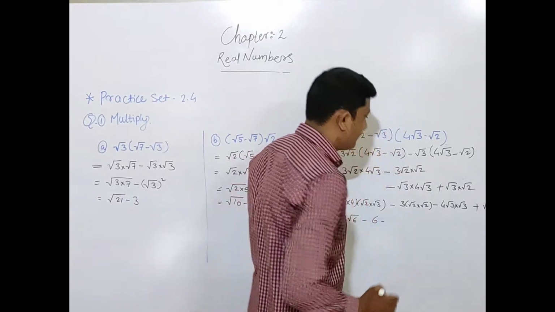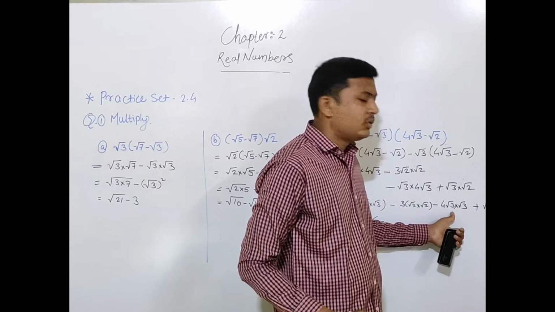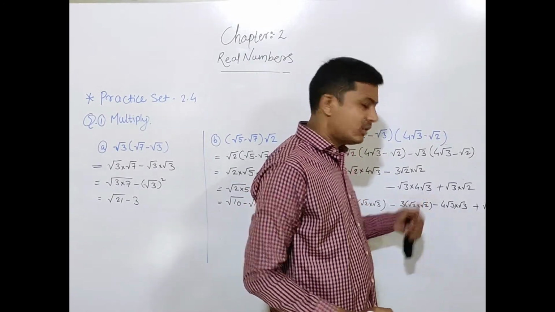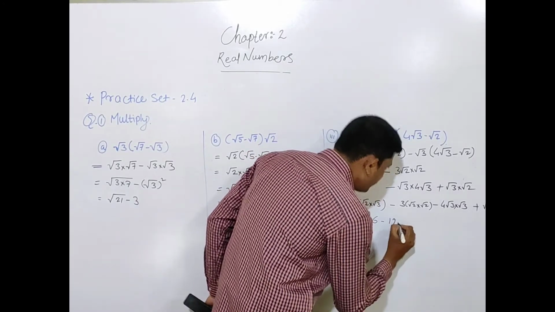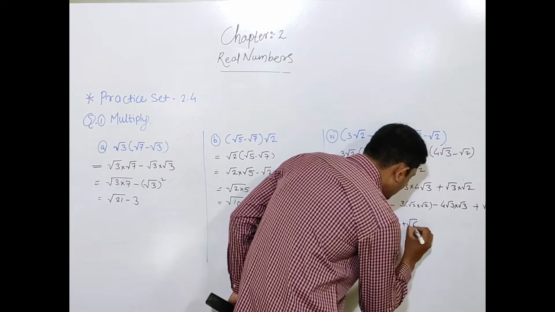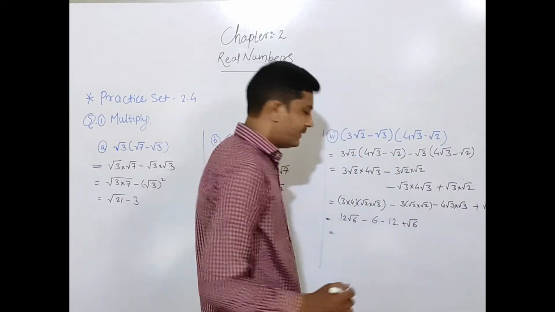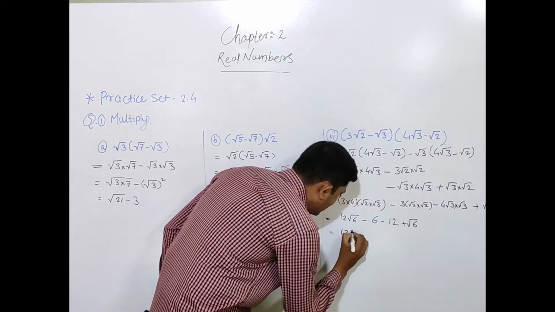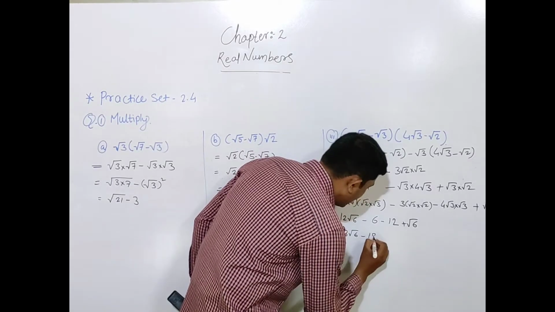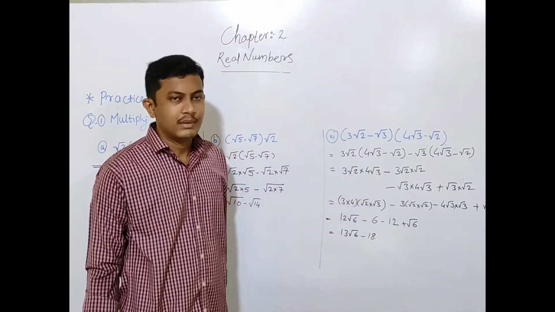Minus root of 3 into root of 3, that is simply root of 3 square. Root of 3 square is what? Simply 3. 3 into minus 4, that is minus 12, and here plus root of 6. So 12 root of 6 plus 1 root of 6, that is 13 root of 6, and minus 6 minus 12, that is minus 18. This is the expansion or simplification of the given example.